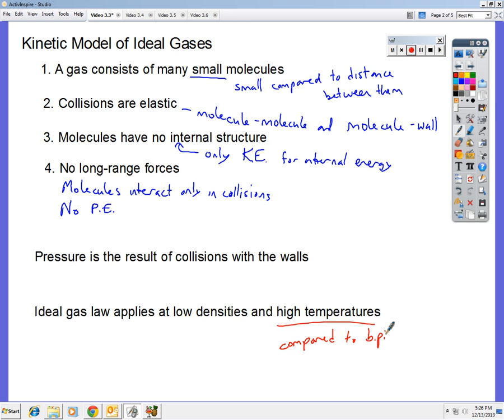Another thing we'll say, and this isn't an assumption, it's just there, is that pressure is the result of collisions with the wall. The reason that the gas exerts forces on its container is because little bits of the gas are running into the container walls and then bouncing off again.